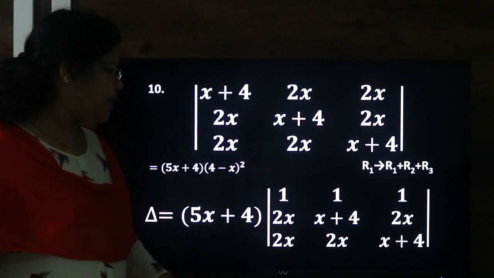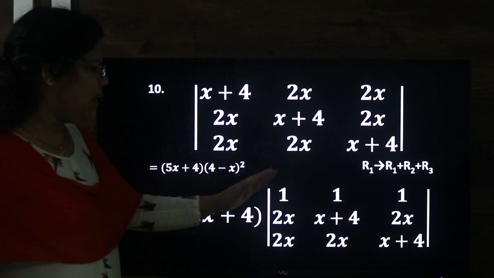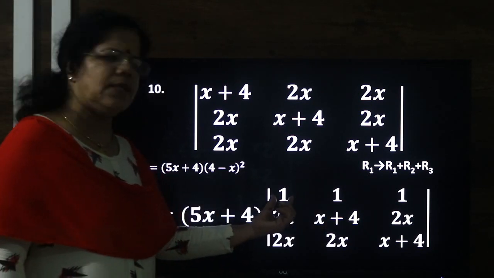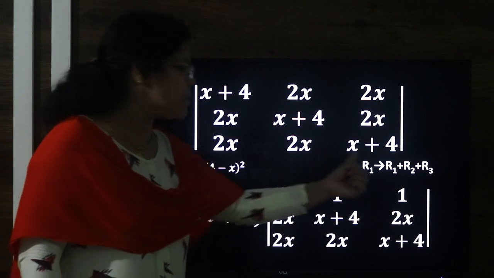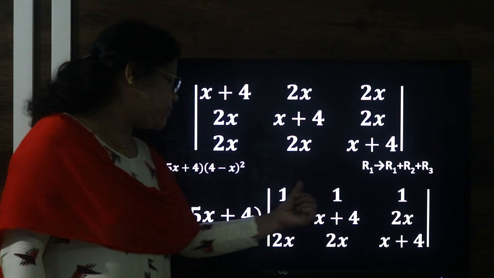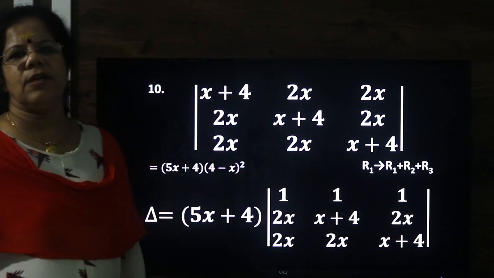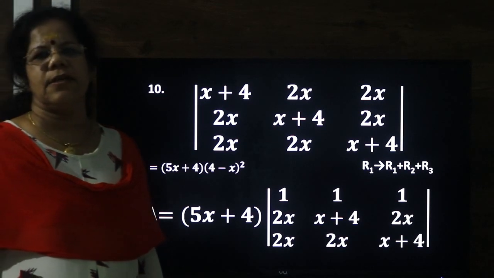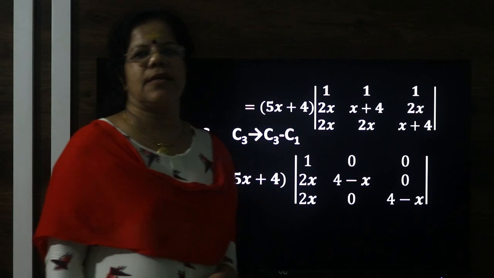Second and third row as it is, we got 5x plus 4 outside. Now what is our attempt? Any operation once again you can make this one 0. C1 changes to C1 minus C2, C2 changes to C2 minus anyone. So here I can apply either C2 changes to C2 minus C1, C3 changes to C3 minus C1. That operation while performing we will get 5x plus 4 into C2 and C3 has undergone the changes.